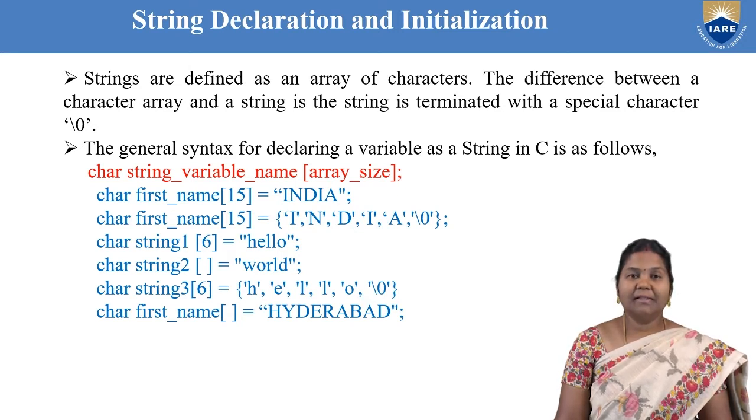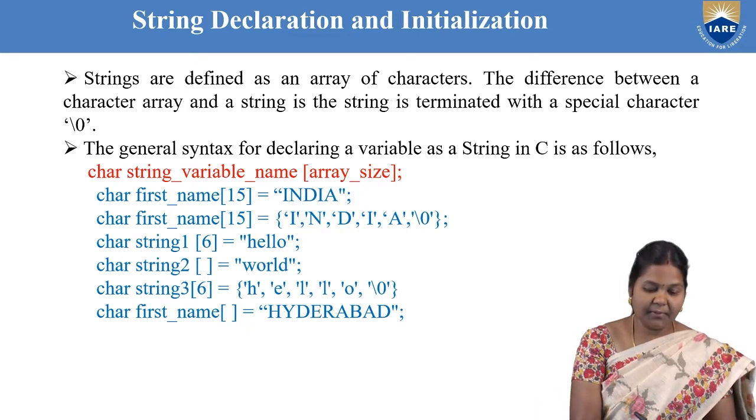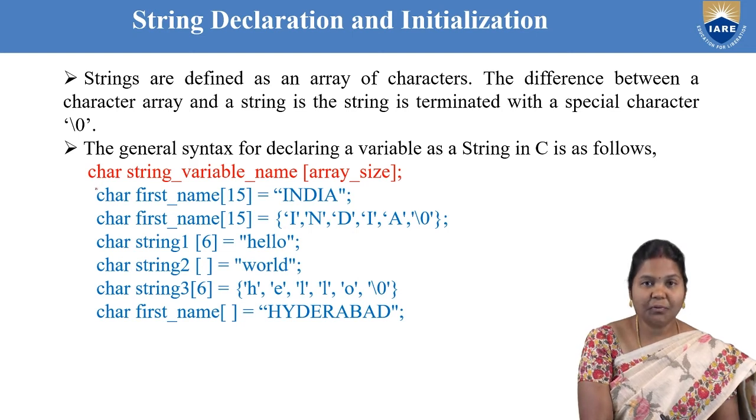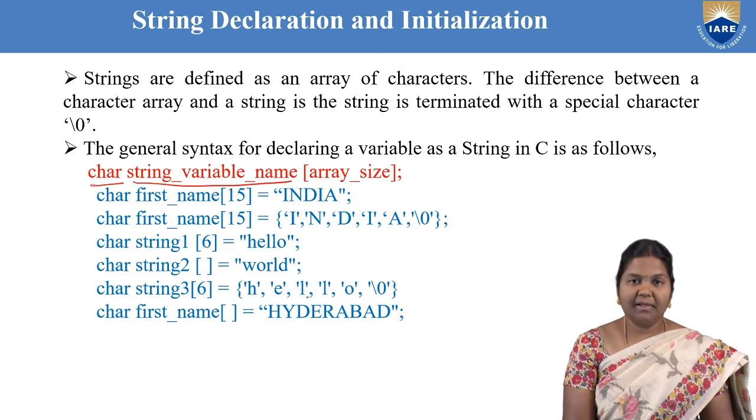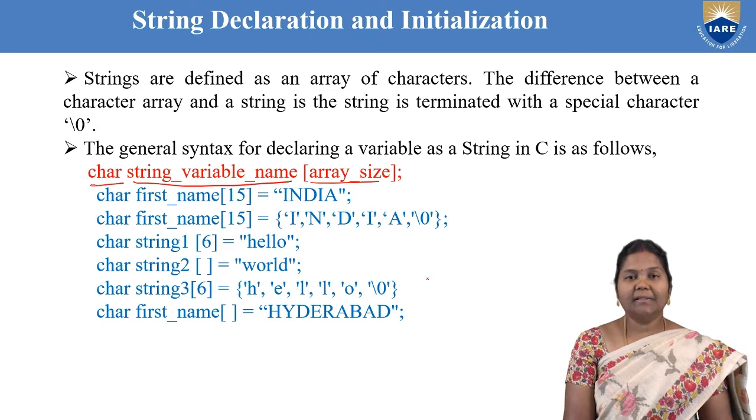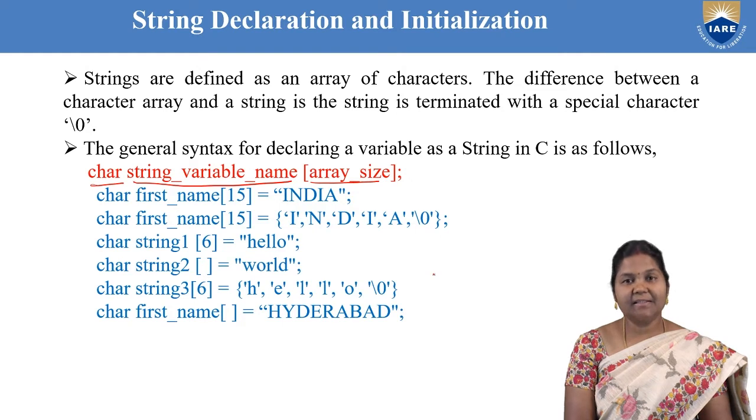Now, what are the different ways of declaring a string? For example, if I want to declare a string, I should follow the syntax. Char is the data type, followed by the string variable name, and followed by the size. The strings are stored as a character array, so the character arrays will have a size. So we have to mention the size. Size is static. The arrays are static in nature, so we have to provide a static size.